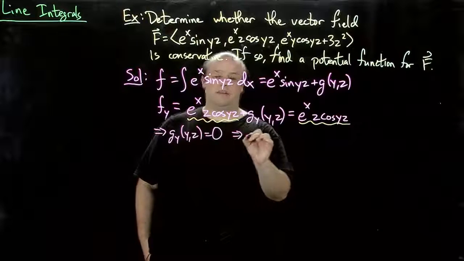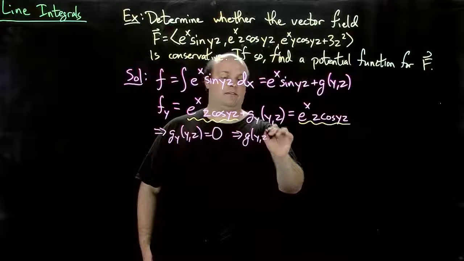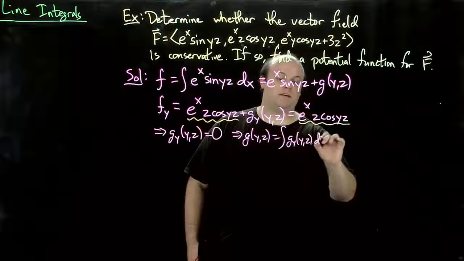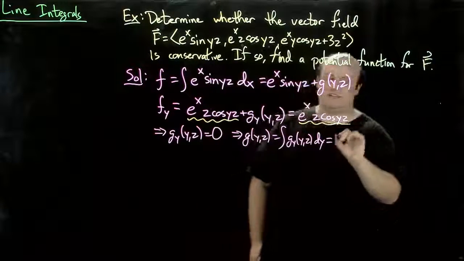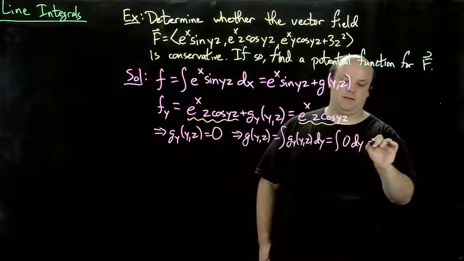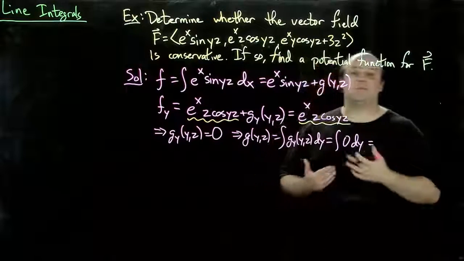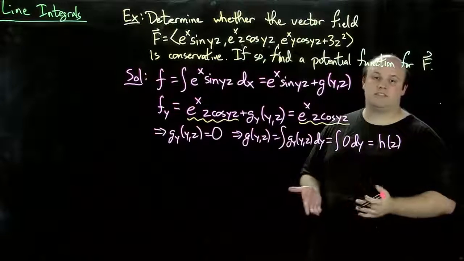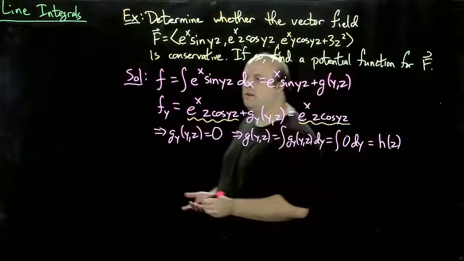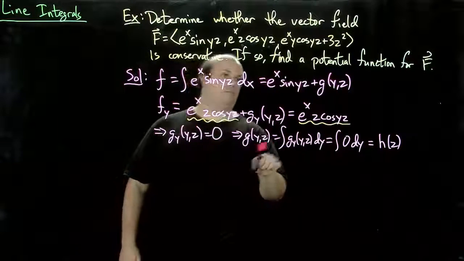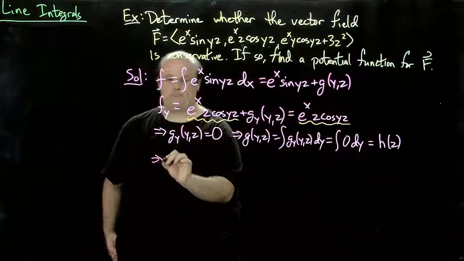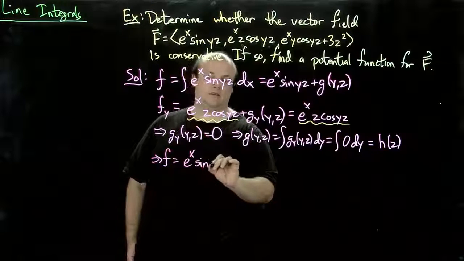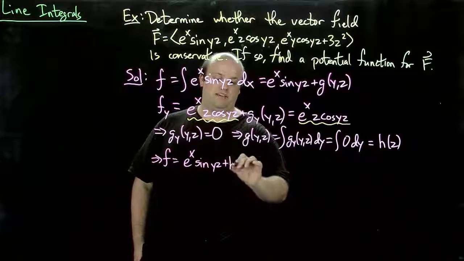All right? So then g of yz, which is the integral of g sub y with respect to y, is the integral of 0 with respect to y. But since it's with respect to y and z is still hanging around, this is now just a function of z. Okay? So replacing g of yz up here, we get f is e to the x sine yz plus h of z.